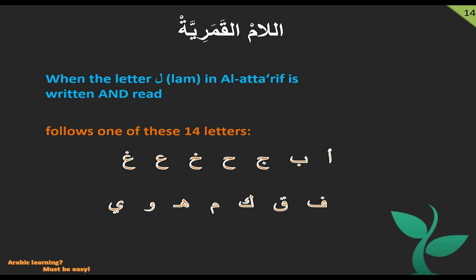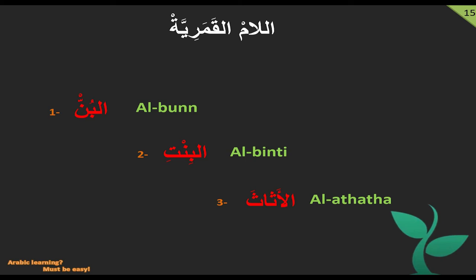We take three examples of words that we already had. The first noun, bun, becomes al-bun. The second example, bint, becomes al-binti or al-bintu, al-binta, whatever. And finally, athath becomes al-athath. We see that the letter lam is pronounced clearly: al-bun, al-bint, al-athath.